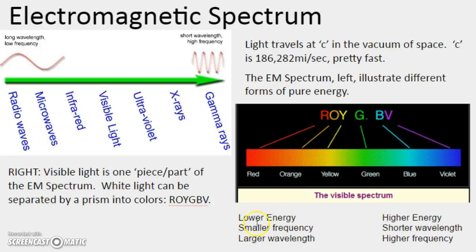The frequencies here: the smaller the frequency, the lower the energy, and proportionally the larger the wavelength. And therefore your higher energy side would have shorter wavelengths and higher frequencies.